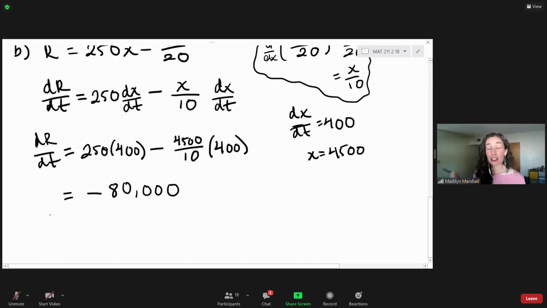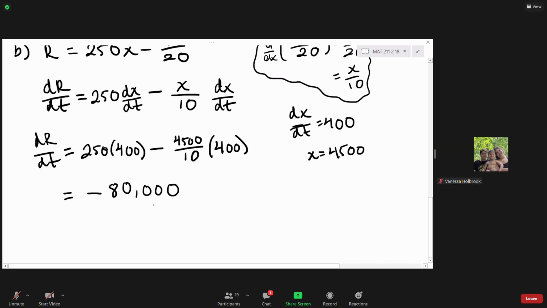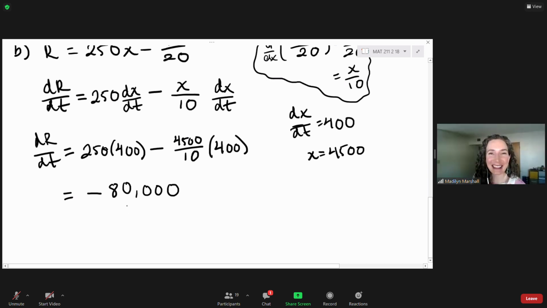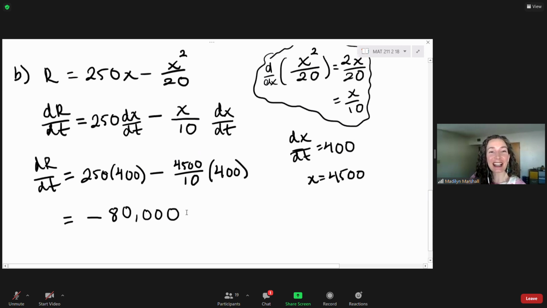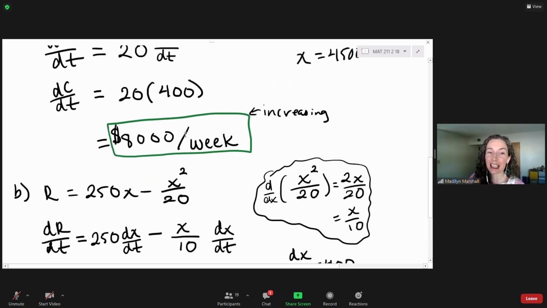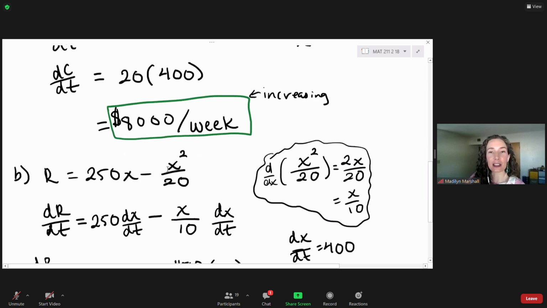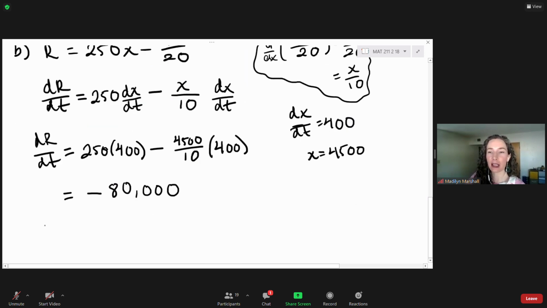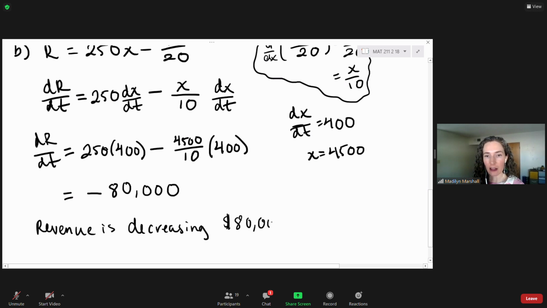So in this case, we do have a negative instead of a positive. So for the cost, we are increasing $8,000 per week since that was a positive result, but now we have a negative, which does mean revenue is decreasing by $80,000 per week.